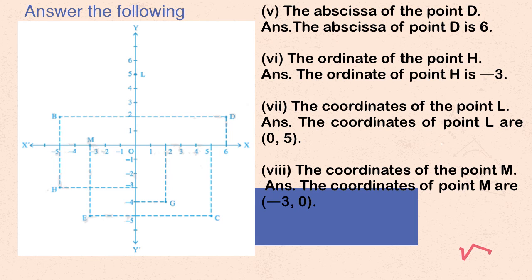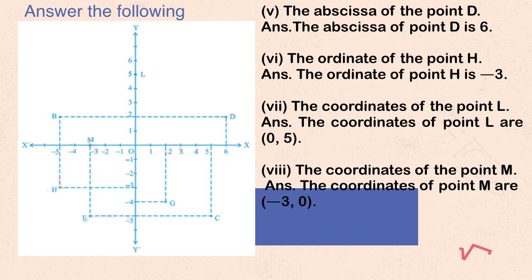Now question number 7. The coordinates of the point L. When coordinates are asked, it means you have to find both x and y. Let's plot the point L. Where is the point L? Over here you can see point L is marked.